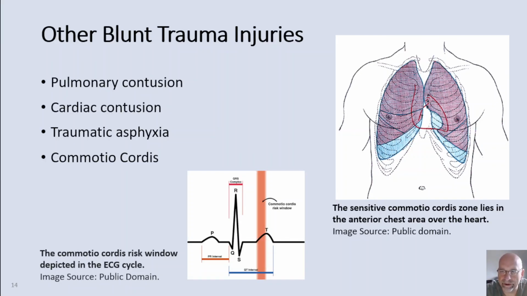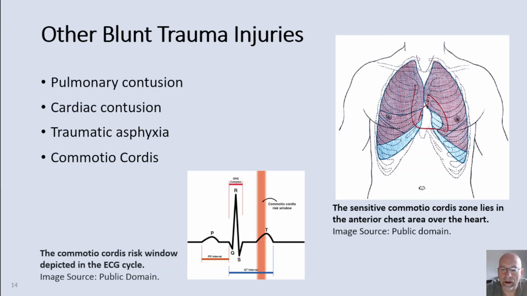The image on the left illustrates the extremely narrow window of commotio cordis risk during the ventricular repolarization phase of the cardiac cycle. While rare, commotio cordis commonly occurs during amateur sporting events when the victim is struck by a baseball, softball, lacrosse ball, hockey puck, or a blow from a karate competition. In fact, if you search videos of commotio cordis on the internet, you will likely find a video from a karate competition where a competitor suffered commotio cordis from a punch to the chest.